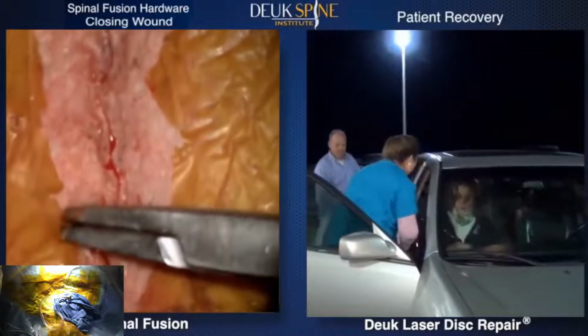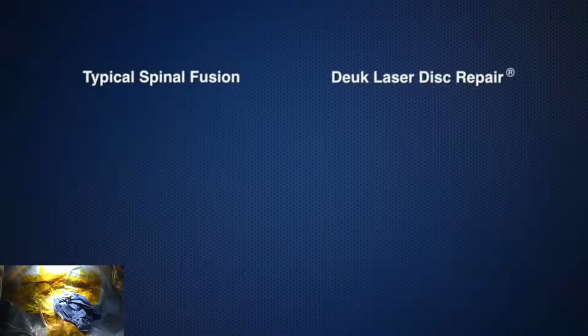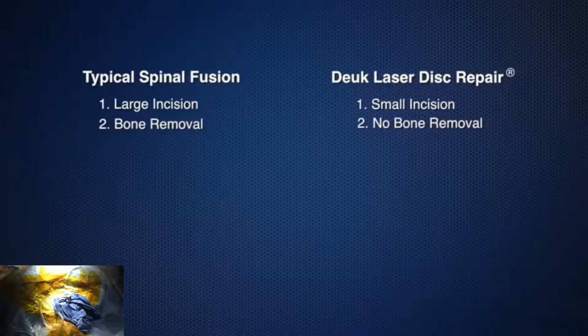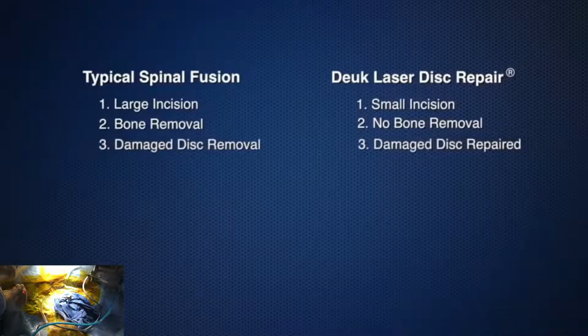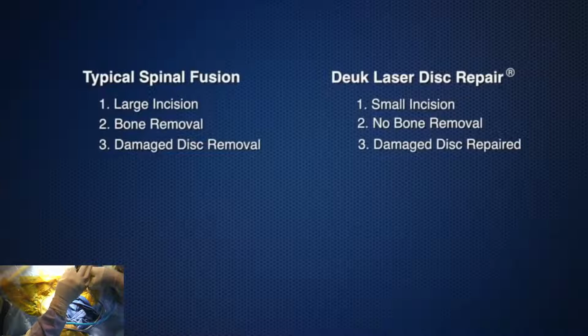As we've seen, in comparison, a spinal fusion requires a much larger incision and results in a significant amount of scar tissue. The Deuk laser disc repair's 1/2 inch incision leaves no scar tissue around the spine or nerves. A large amount of bone is removed with a spinal fusion. With the Deuk laser disc repair, no bone is removed. Each disc is accessed through a natural opening in the spine. The entire disc is completely removed in a spinal fusion, even though only 5% may be damaged. The Deuk laser disc repair leaves the normal parts of the disc in place and removes only the painful annular tear on the damaged disc.